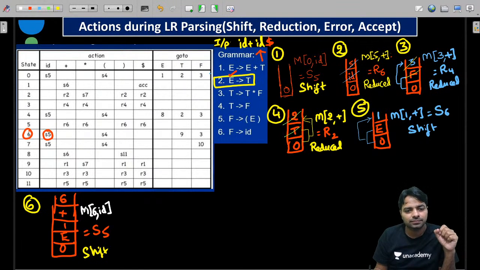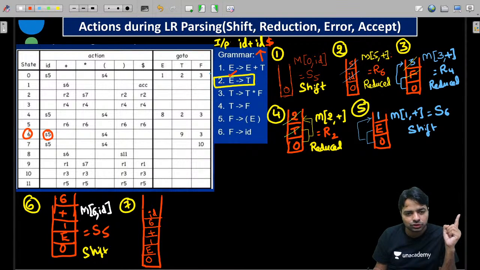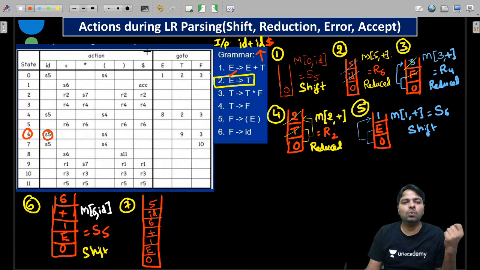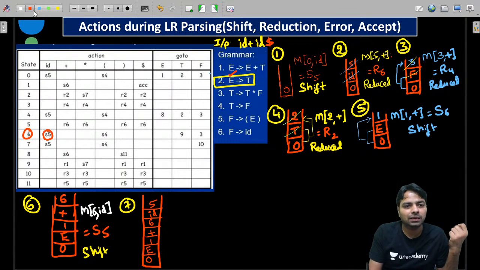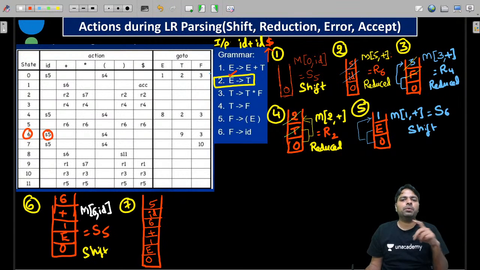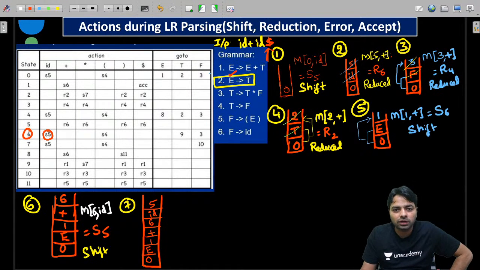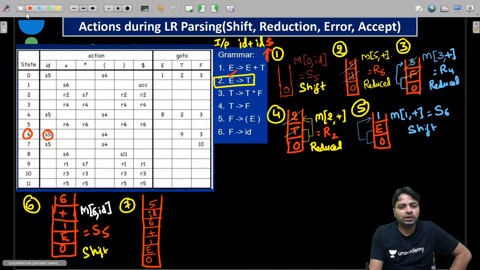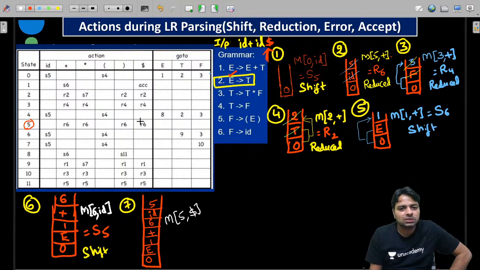Same process, the 7th step. Now I need 0 and E and 1 plus 6. Now shift ID, push, and push the next number 5. Now the pointer is incrementing to dollar. Now the pointer is pointing to dollar, guys. Next one, M of 5 comma dollar. Now look at 5 comma dollar. The table will tell us what to do.